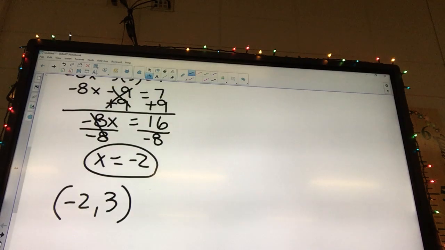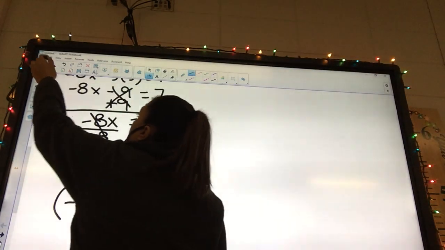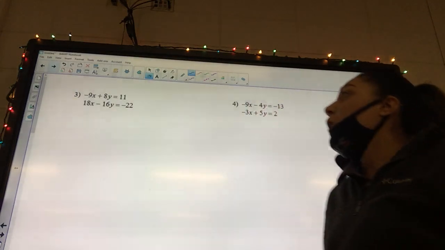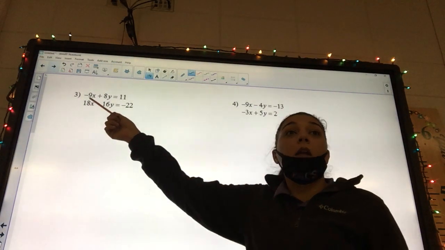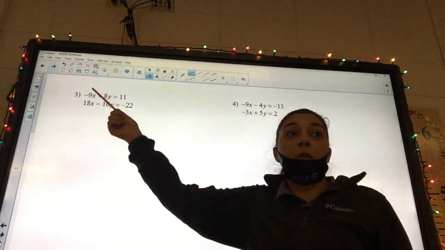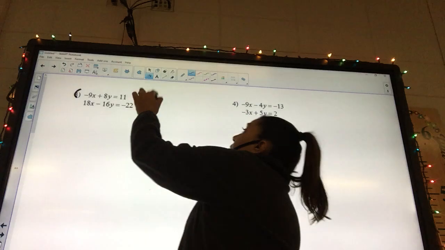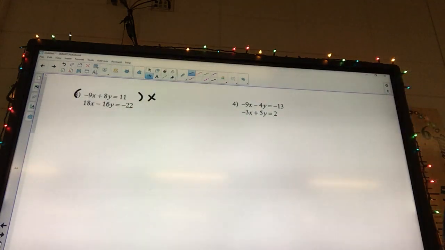Okay, look at 3. Okay, what variable do you want to cancel, x's or y's? X. I'm going to cancel x's. Okay, now we have a lower number of x, right? A smaller number and a larger number. What is the smaller number? -9 is obviously smaller than 18, right? That means that the smaller one is the one I have to multiply by. So this one we're definitely going to be multiplying by what? 2. By 2. Okay?